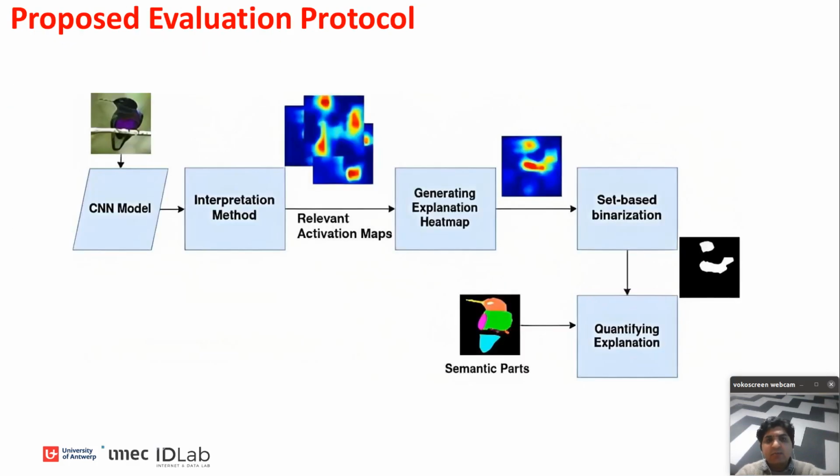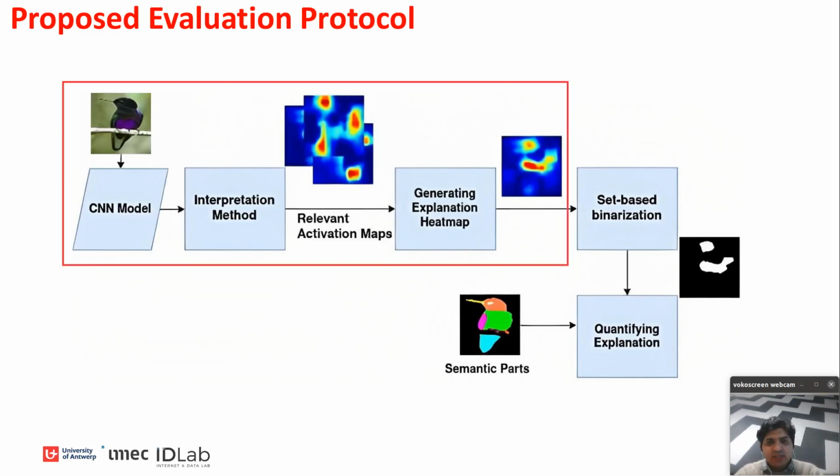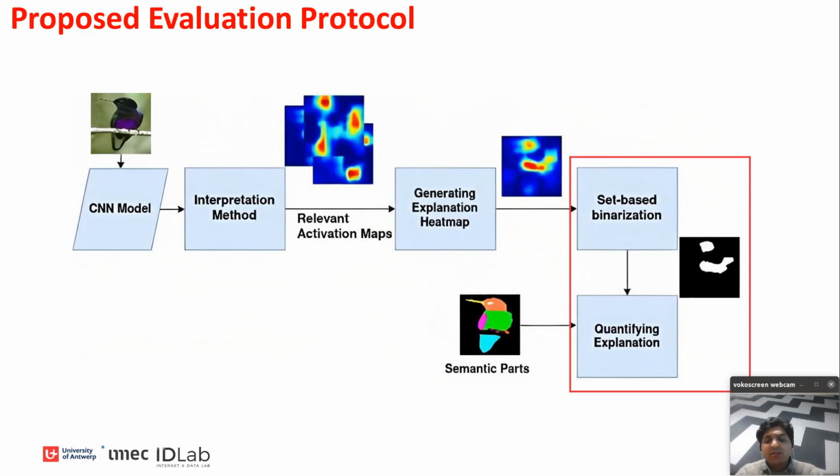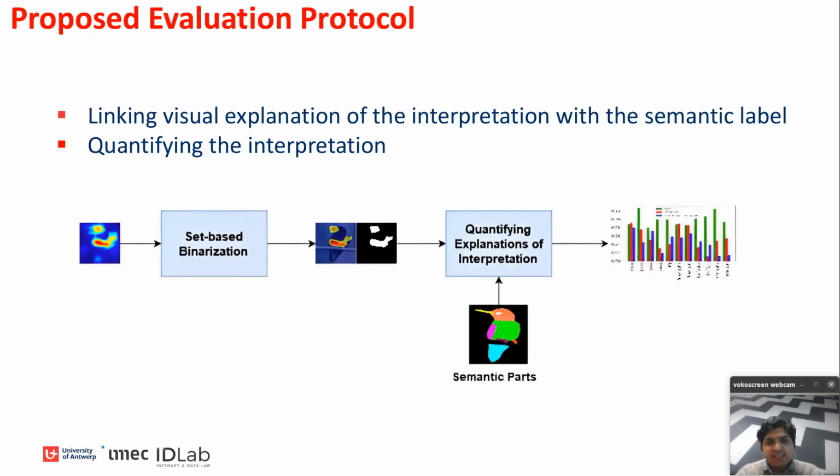As a result, in this work, we proposed an evaluation protocol which established a unified way for comparing different interpretation methods. This protocol has two phases. In the first phase, we generate a visual explanation from the interpretation provided by the interpretation method, and in the second phase, we generate a binary form of visual explanation and measure the coverage rate with the semantic parts. More specifically, in the second phase, we propose a set-based binarization for generating the binary form of visual explanation.